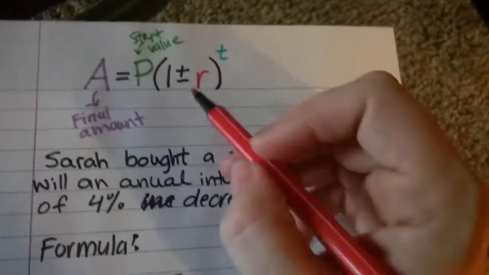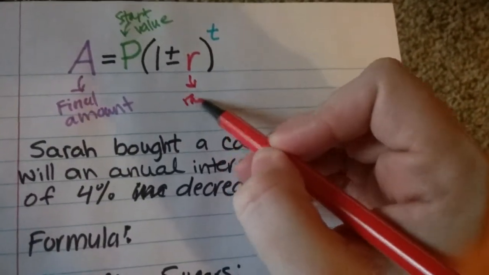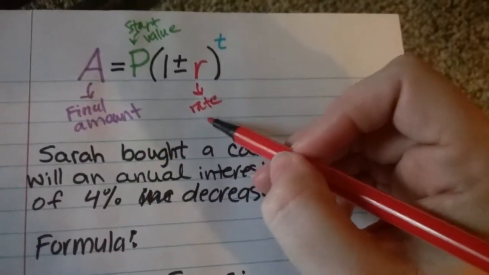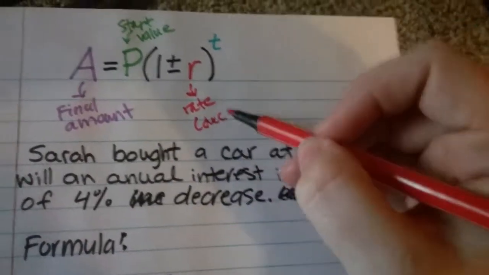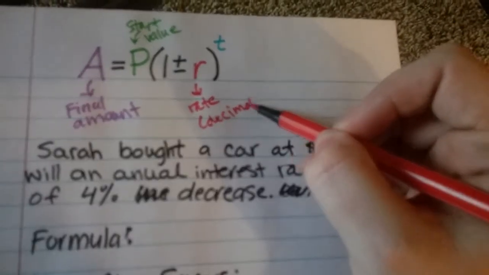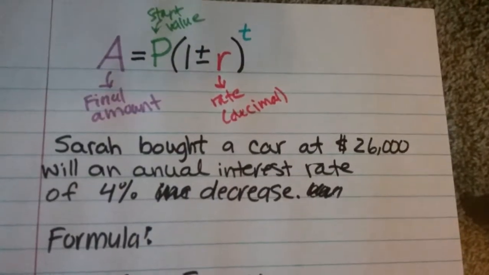The R is our rate. It's going to be our rate, so make sure it's a decimal, because for the most part, they're going to give it to you as a percent. We need it in decimal form.